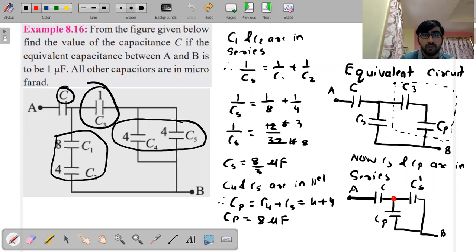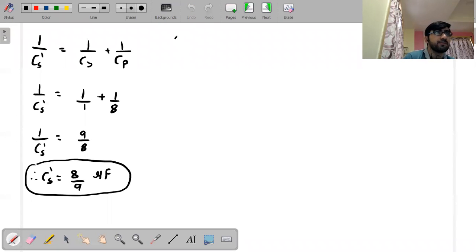So this is one common point, this is another common point. मतलब these two are in parallel now. तो ये जो दो है ये parallel में है. So now what we can say is CS dash and CP are in parallel. So if they are in parallel, then what we know is I will just write CP dash for them.